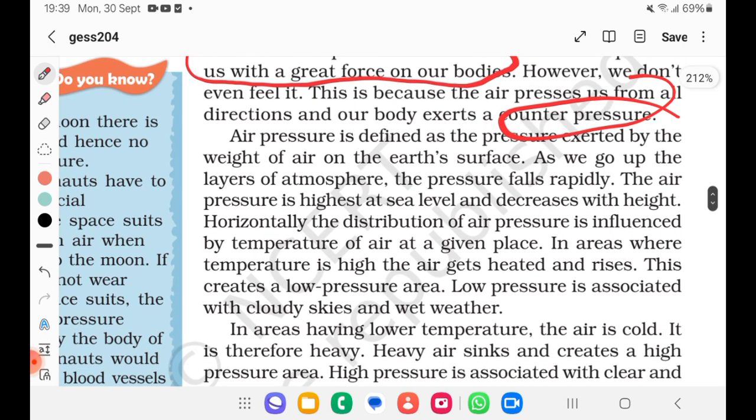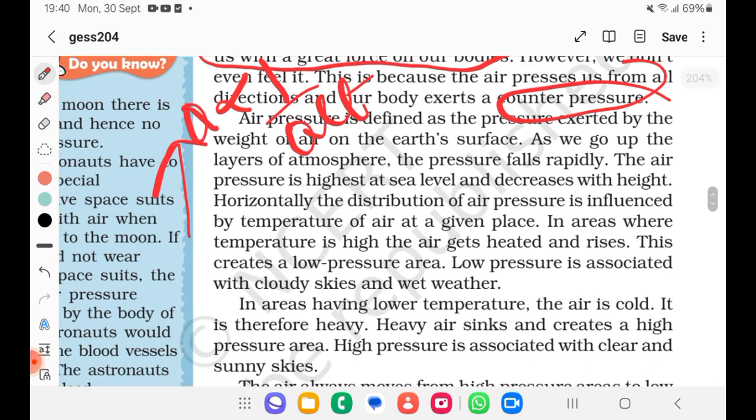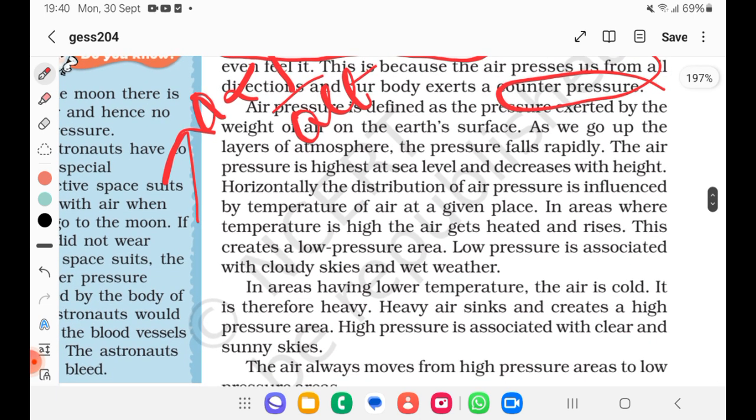As we go up the layers of atmosphere, the pressure falls rapidly. The air pressure is highest at sea level and decreases with height. So with the height it will decrease. So air pressure is inversely proportional to altitude. Okay? Because as you move up, you have less air.